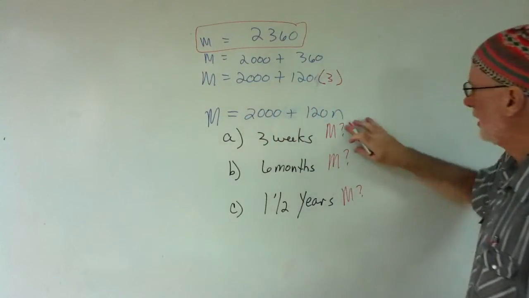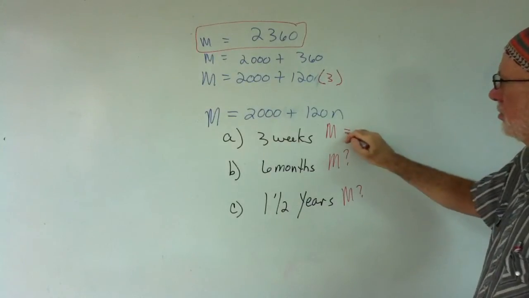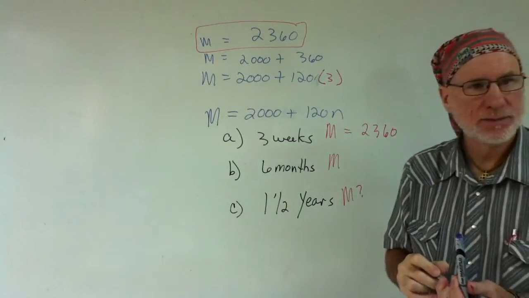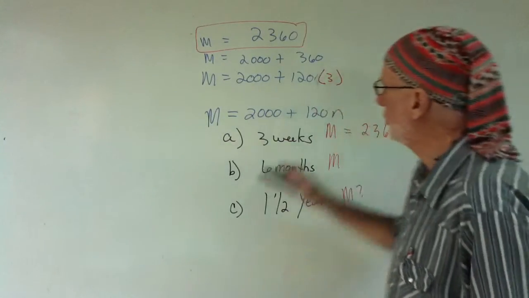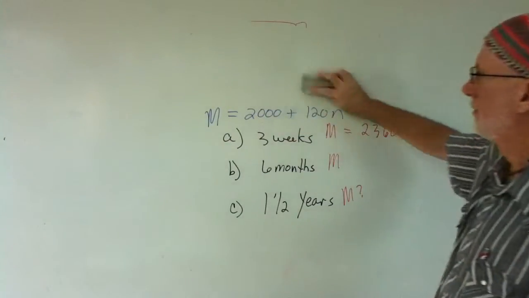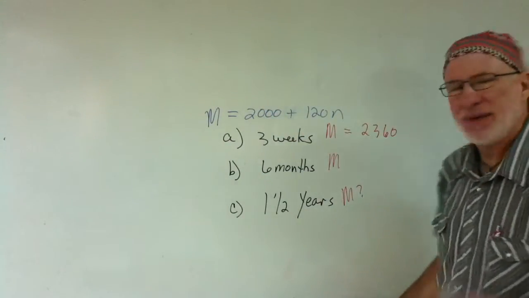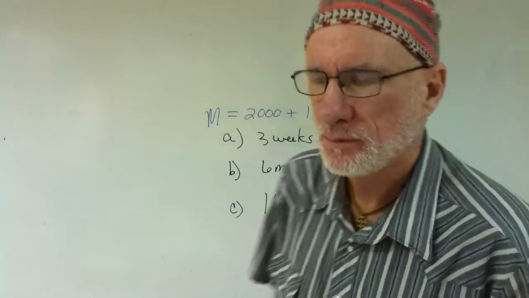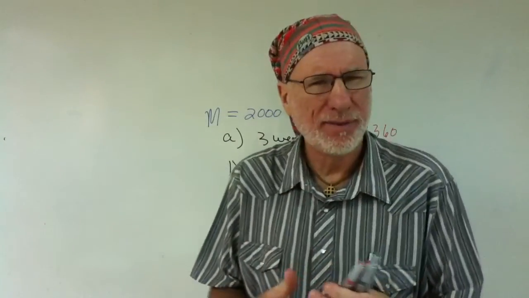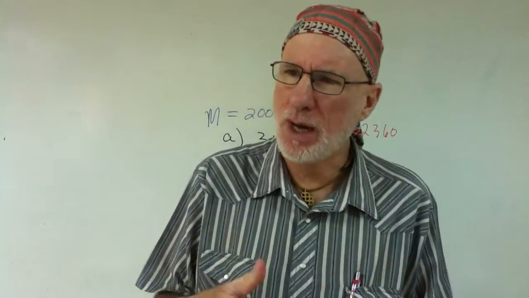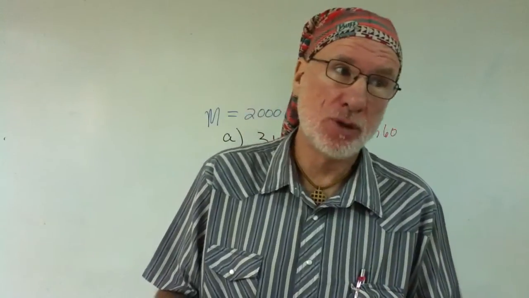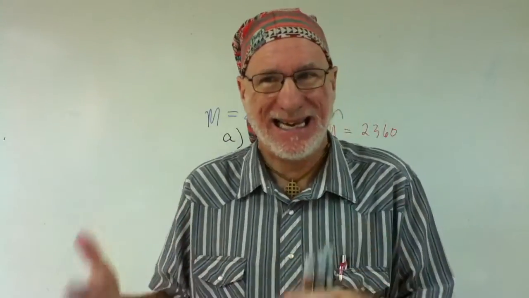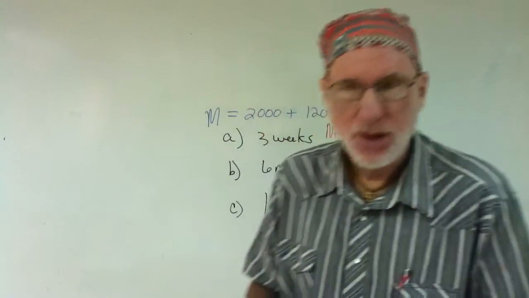So it's going to be equal to 2,360. Okay? Now, let's do the next one. Be careful. How many weeks in a month? 4. But how many days in a month? 30. 30, 31, 28, could be 29, right? How many weeks in a year? 52, right?